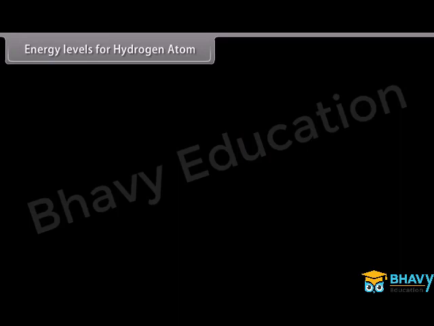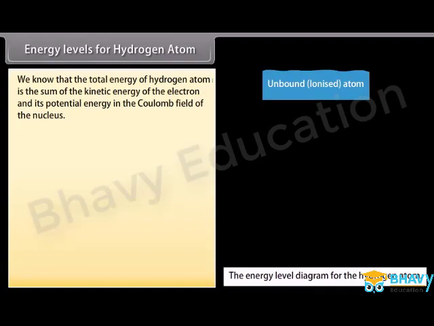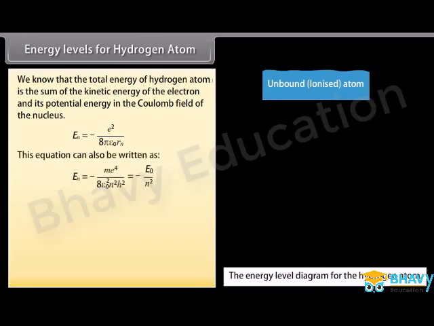Energy levels for hydrogen atom. We know that the total energy of hydrogen atom is the sum of the kinetic energy of the electron and its potential energy in the Coulomb field of the nucleus. E_n equals minus e square upon 8 pi epsilon naught r_n. This equation can also be written as E_n equals minus me raised to the power 4 divided by 8 epsilon naught square n square h square, where E naught is equal to me raised to the power 4 divided by 8 epsilon naught square h square.